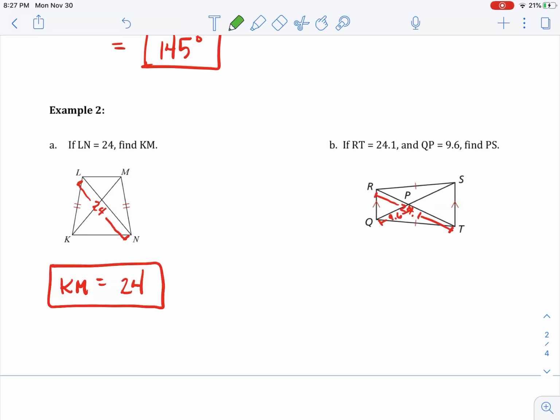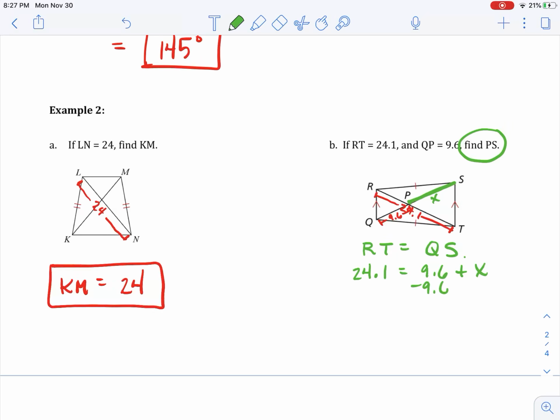And let's see what they really want us to find anyway. Let me highlight this in green. They said to find PS, and PS is from here to here. So what I know is from R to T will be the same as from Q to S, right? But I don't know Q to S, right? I'm missing part of it. So let's call that X. I do know RT. RT is 24.1. QS is made up of a 9.6 plus some missing piece that I don't know, 9.6 plus X.